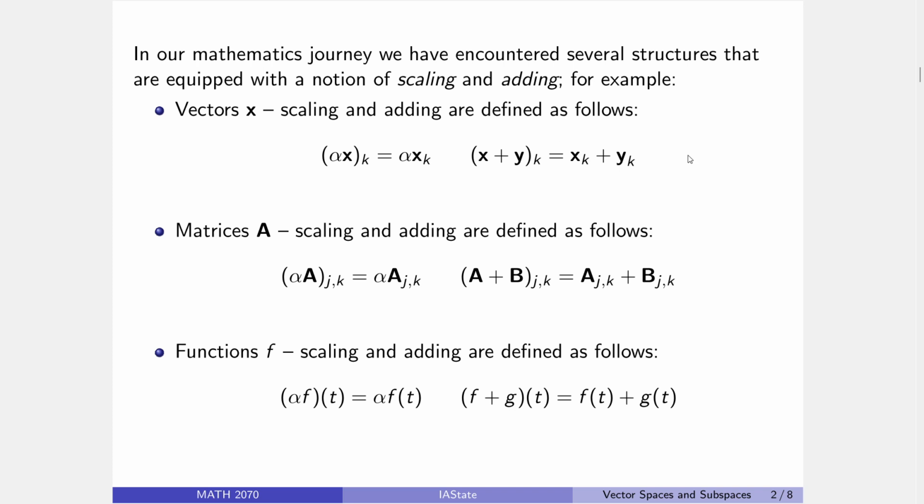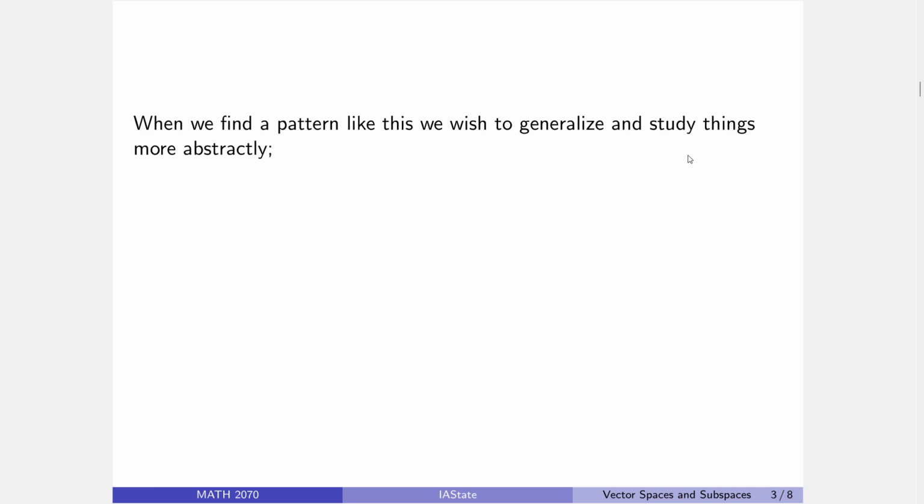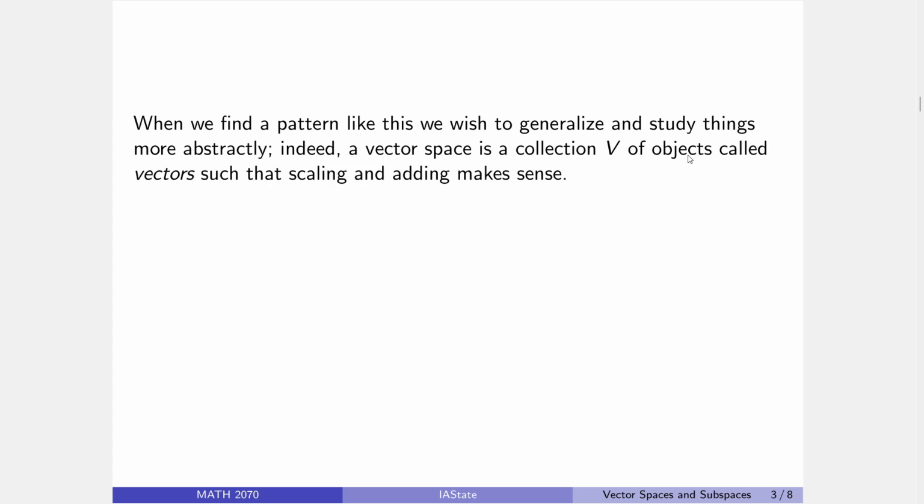And so, whenever we see this kind of pattern where we have similarities in multiple settings in mathematics, we like to generalize and study the things more abstractly. So I have scaling and adding for these three very different collections, and it would be great if I just knew how scaling and adding worked on their own without getting hung up on: do I have a vector, do I have a matrix, do I have a function? And that leads us to define the notion of what a vector space is, and this is a collection of objects. We call them vectors, but they aren't necessarily vectors, where scaling and adding makes sense.